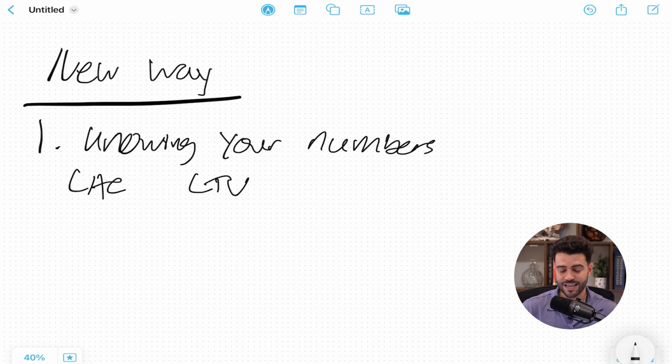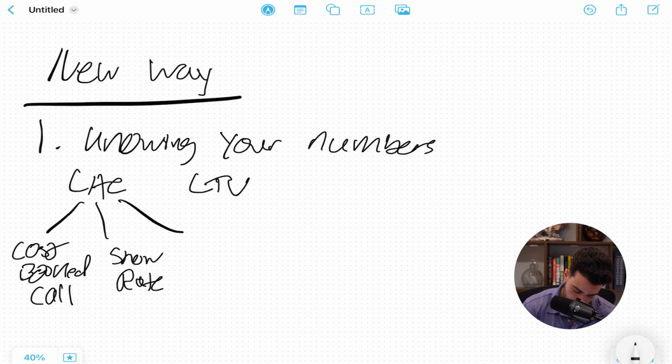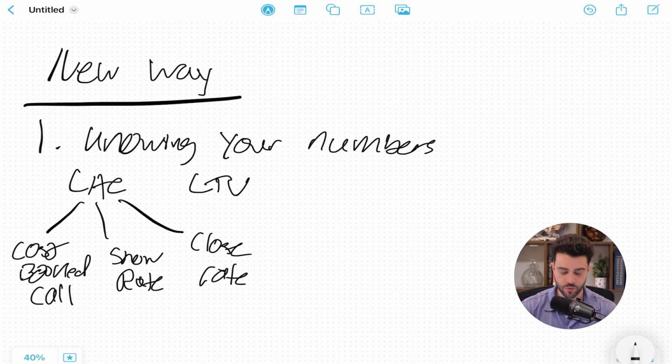And so once you understand that, you can then break down your campaigns in terms of if something is not working. So your CAC is going to consist of a couple of different components. It's going to consist of your cost per qualified book call. It's also going to consist of your show rate. It's going to consist of your close rate. So you can understand that, okay, well, if my CAC is high, then I need to fix one of these three things. I need to book calls at a cheaper rate, or I need to close more of these calls that actually show up. Those are all things that influence your CAC.